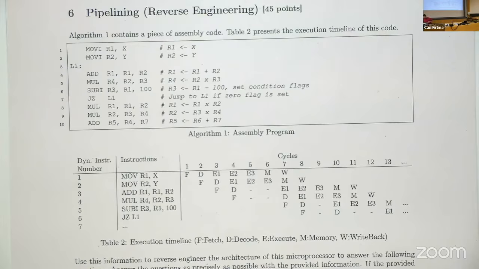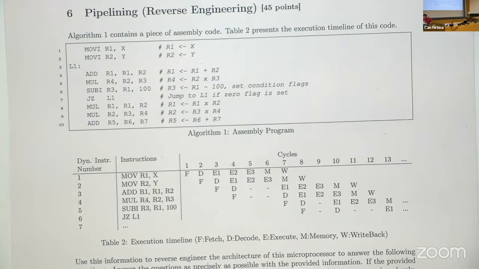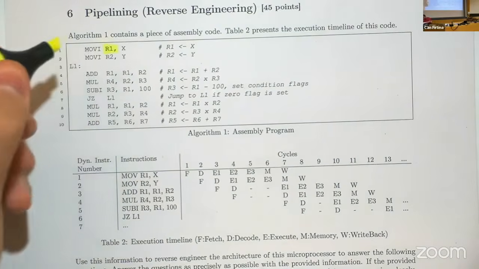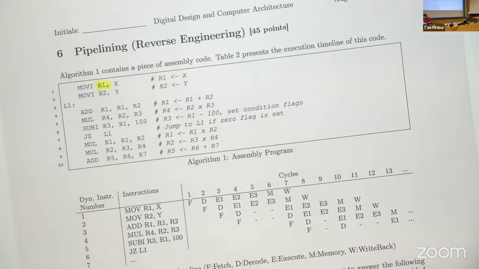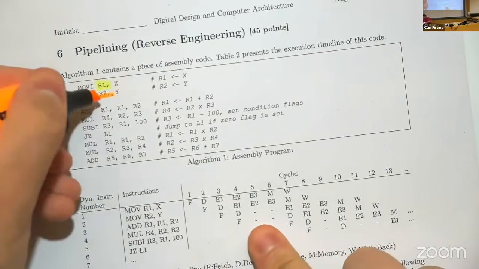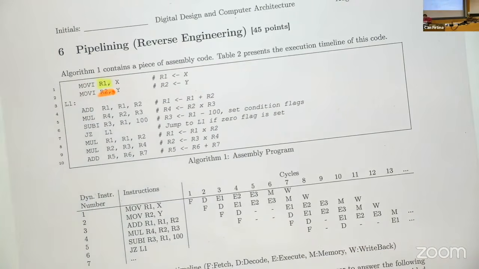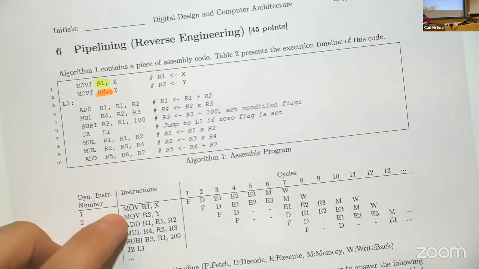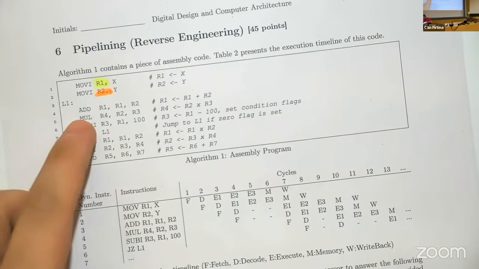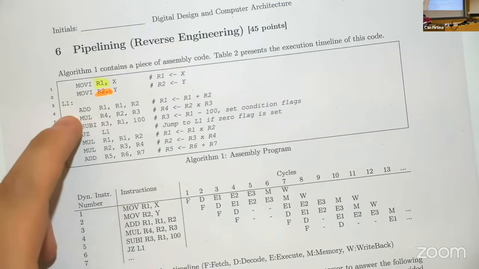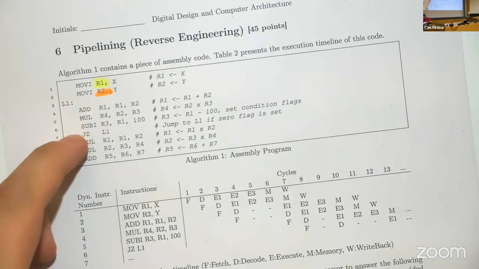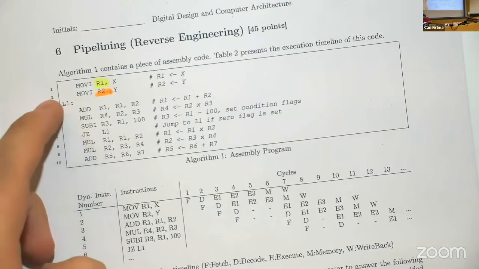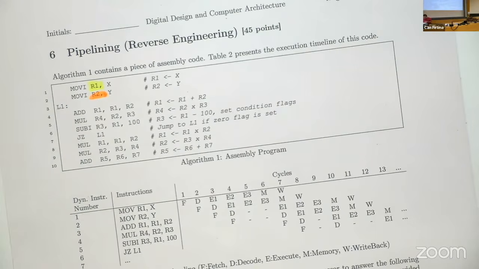So let's look at the code first. We first load two registers, R1 and R2, with immediates. And then these get used to increment the counter. There's some kind of multiplication going on, some kind of loop bounce check. And if the loop is taken, it jumps back to L1.